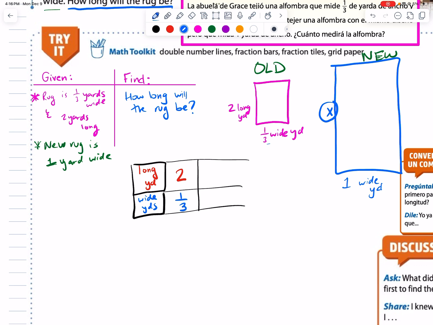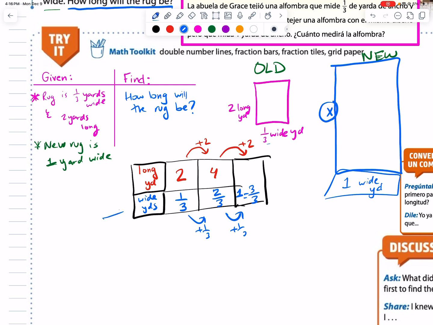All right, let's add until it gets to 1 yard. We're going to make a bunch of rugs, but we want to get to where it says 1 yard wide. Since it's 2, I'm going to add by 2. So 4. Let me make another one and then another one, and add by 2 again. Now this one: plus 1/3. That's 1/3 plus 1/3, 2/3. Plus another third, that is 3/3. 3 divided by 3 is 1. There it is, 1 yard wide. And the last one, it's 6.